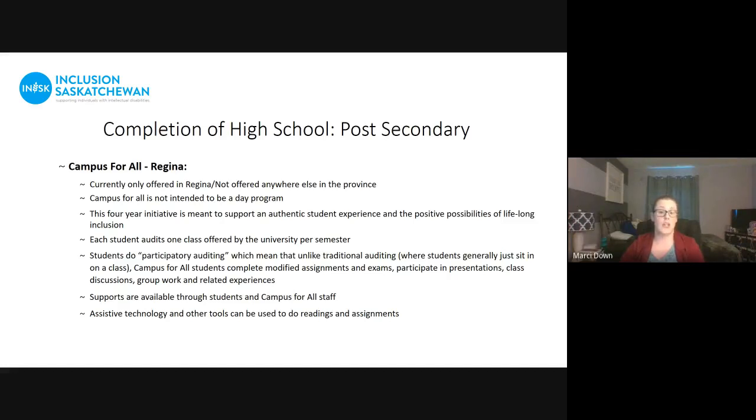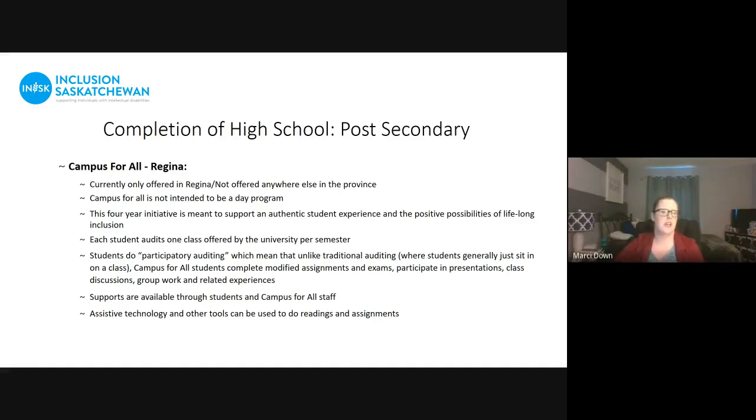Each student audits one class per semester. It's, I'm probably going to get this wrong because I've said this word about a million times and it's a tricky one, a tongue twister: participatory auditing, which means that it's not like traditional auditing where you would just sit in the class. In participatory auditing, there is a lot more that you're involved in. So you might have classwork, you might have group work, you might do a presentation. There's lots of different pieces to it. So it really depends on the prof and what they're willing to have students participate in.